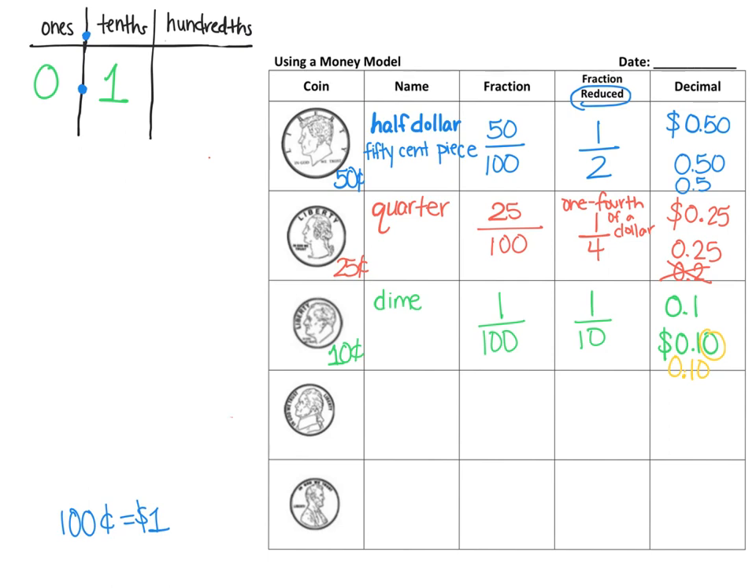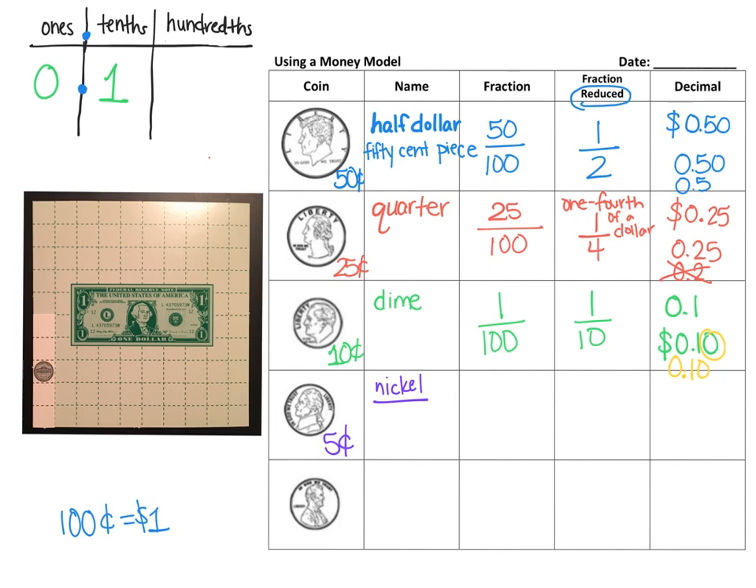All right, moving on to the nickel. It is worth 5 cents. It is named nickel because it has nickel, a type of metal, in it. A nickel is worth 1, 2, 3, 4, 5 parts out of 100, the whole.